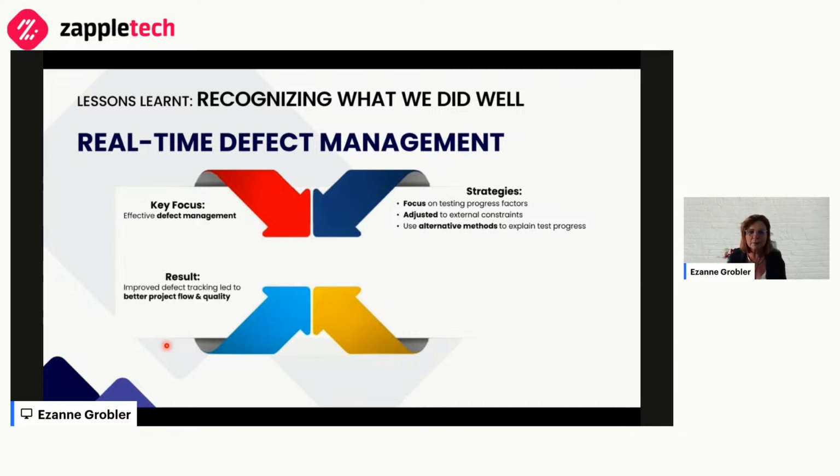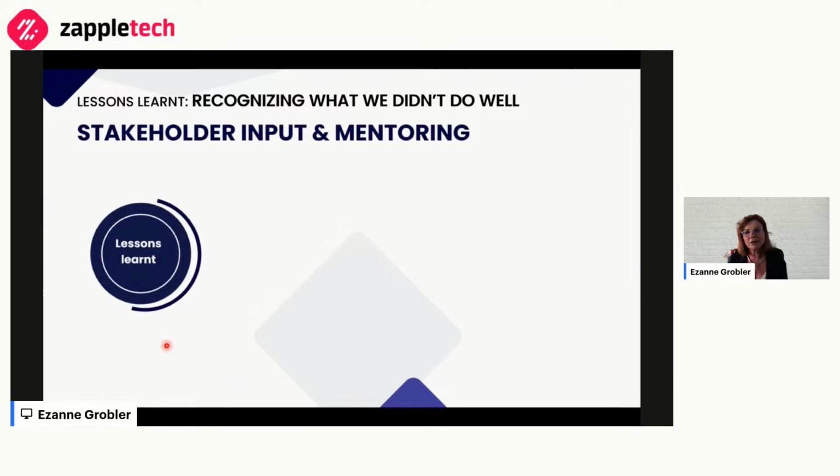That resulted in, and ultimately it was almost like the tail that waggles the dog, that it ultimately did increase and improve the project flow, as well as the quality. And as a result, we started with faster defect detection. That resulted in higher product quality and ultimately more efficient defect management. Unfortunately, we did a lot of lessons learned on what we didn't do well.